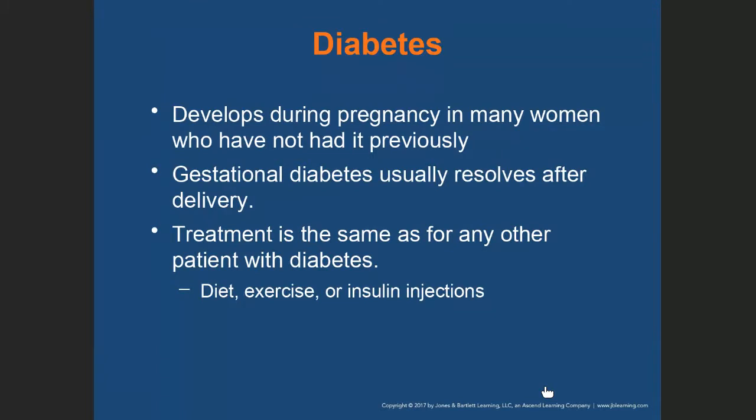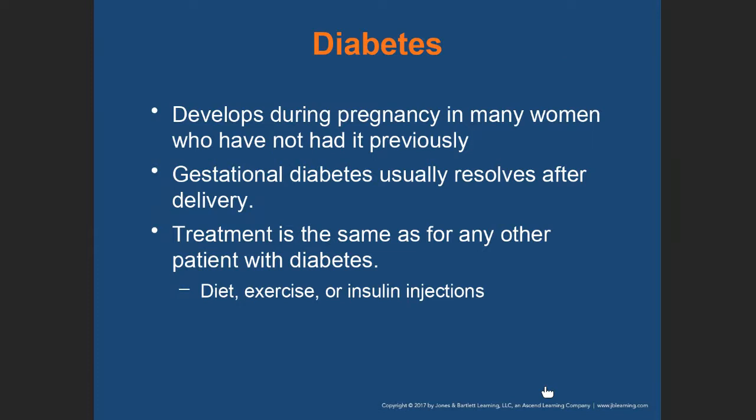So gestational diabetes develops during pregnancy in many women who have not had it previously. Gestational diabetes usually resolves after the delivery, but they can have the condition permanently, so they can permanently become diabetic after. Treatment is the same as for any other patient with diabetes: diet, exercise, or insulin injection.